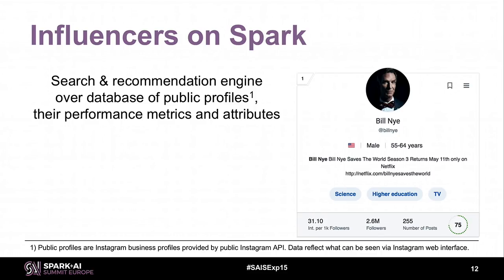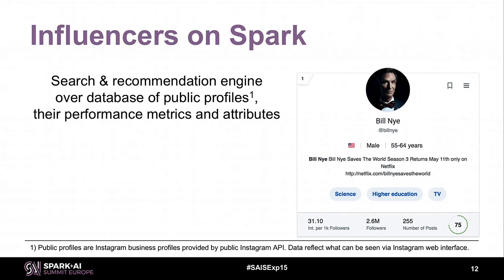From a development perspective, Influencers is a search and recommendation engine built over a database of public profiles, their performance metrics and attributes. Public profiles, in our case, are public business Instagram profiles available through the public Instagram API, having at least 1,000 followers. Performance metrics are also available through this API. These are numbers like number of followers or number of posts. And attributes are properties of users, profiles, or people in general, such as age, gender, or languages they speak.